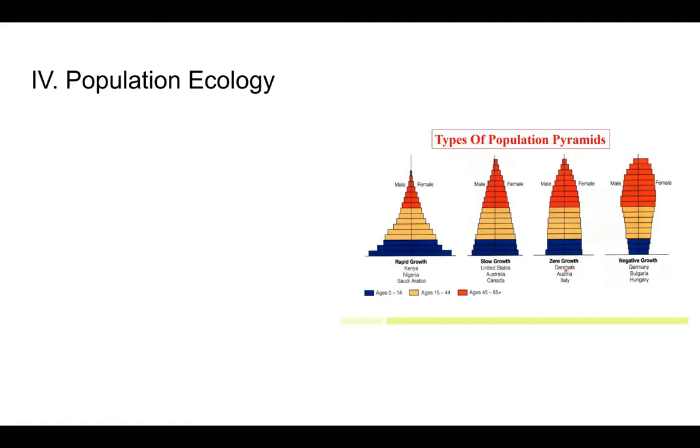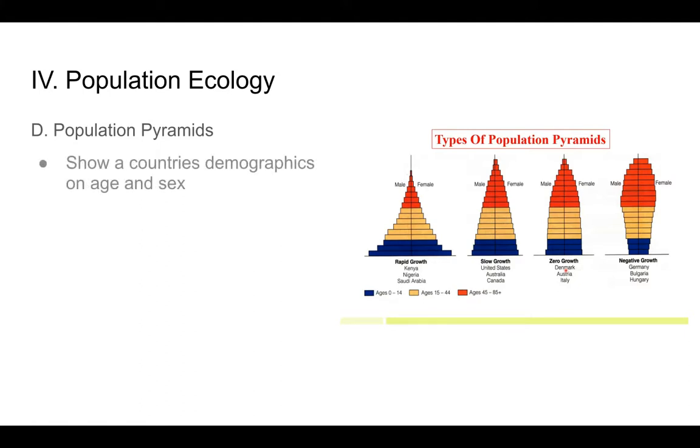Last thing to talk about here, and then we'll wrap it up, are these diagrams. So this last section in your notes, these are population pyramids. If you are in AP Human, you've probably seen these and talked about these. We're not going to go into that much detail for AP Bio.